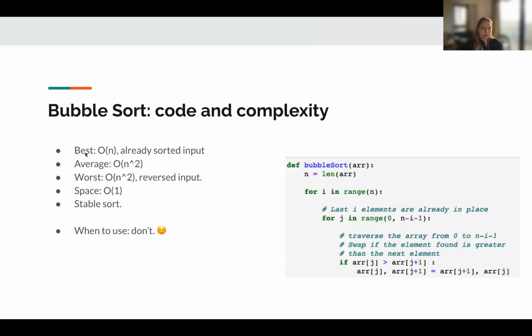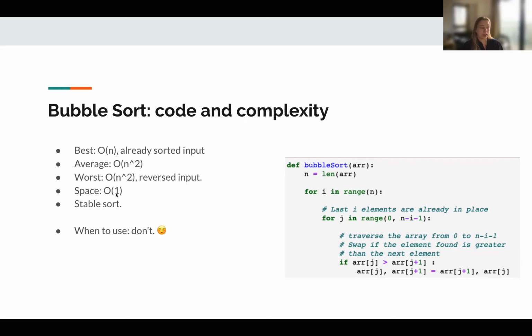In the best case scenario, bubble sort will perform in just linear time, because it will only scan the whole array once. It will not perform any swaps, and it will know that if there are no swaps, there's no need to continue. So it will stop. On average and in the worst case scenarios, it will always take n squared. So not that good a sort.